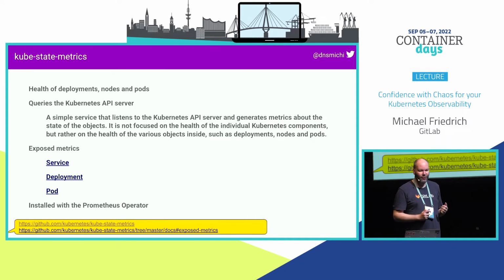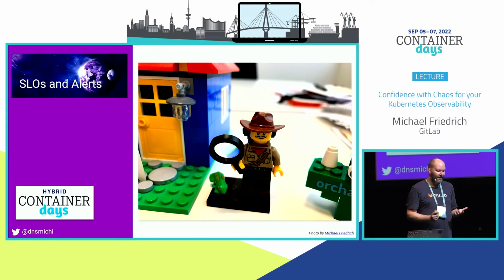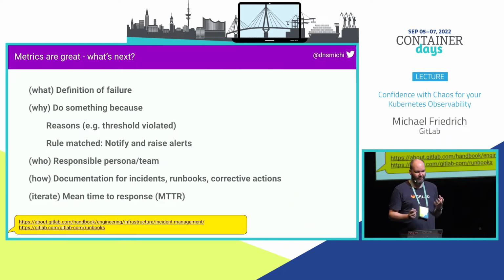The other thing to mention is kube-state-metrics, also a project which gets automatically deployed to figure out the health of the deployments, nodes, and pods. Many different things are being abstracted, so you don't need to reinvent the wheel doing the monitoring. You can just use that, and it's installed by default. Now, when we think of defining service-level objectives or SLOs and alerts, we need to figure out, well, metrics are nice, what's next? We want to define the definition of failure.